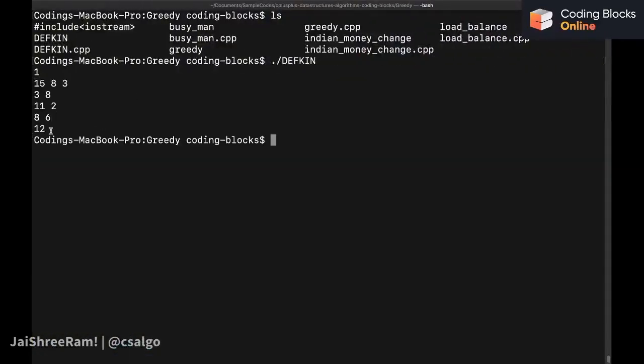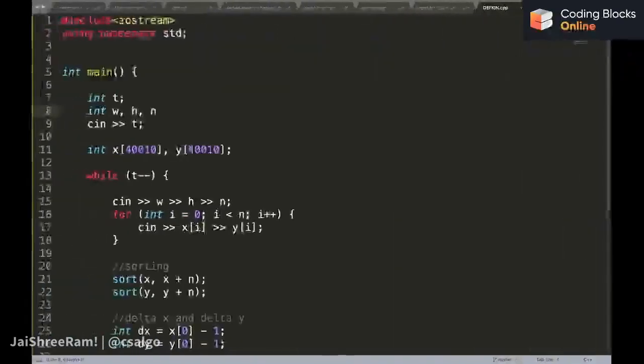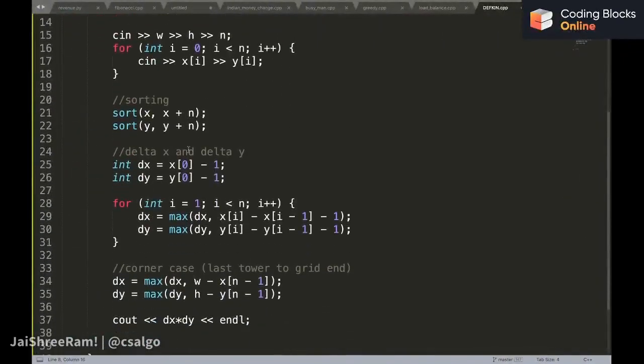Okay, so we are getting the answer as 12, which means our implementation of this is correct.